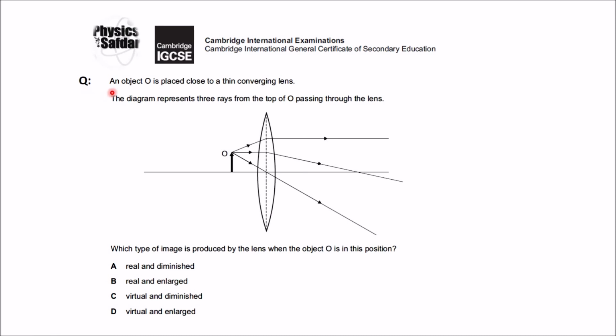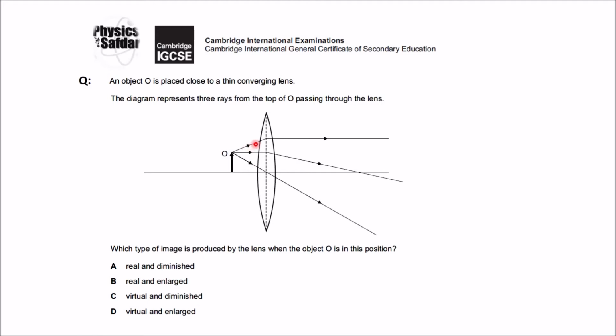Now the question is, an object is placed close to a thin converging lens. The diagram represents 3 rays from the top of O passing through the lens. Which type of image is produced by the lens when the object O is in this position? And you have 4 options. Jump on the diagram. Look at this. This is a thin lens, thicker at the middle than the edges. This is the object which is placed near to the lens, and you can see 3 light rays emerging from the object.